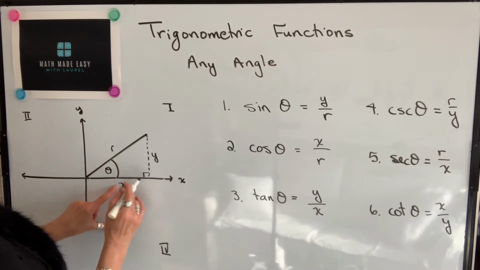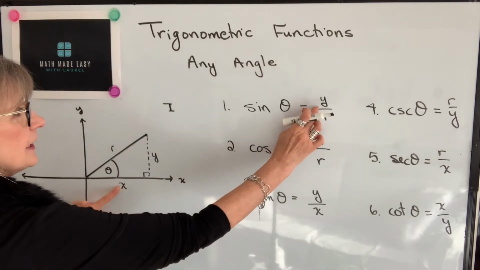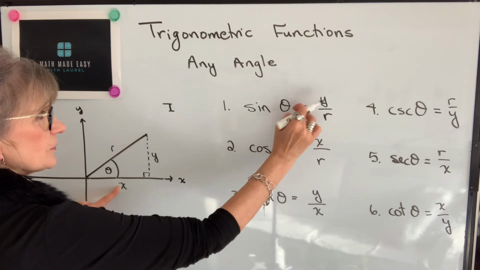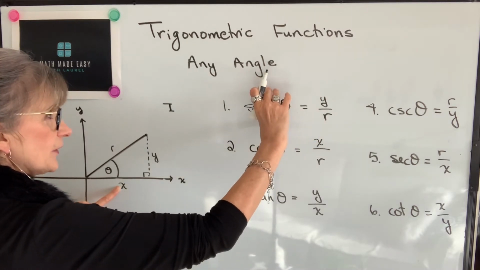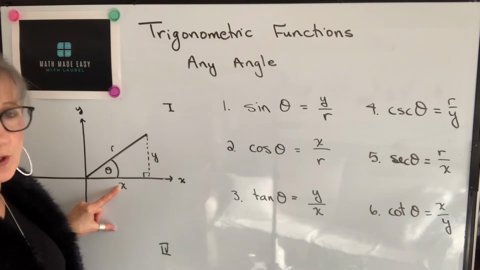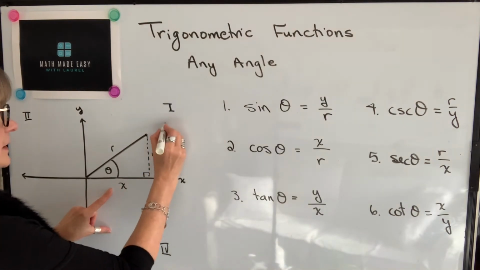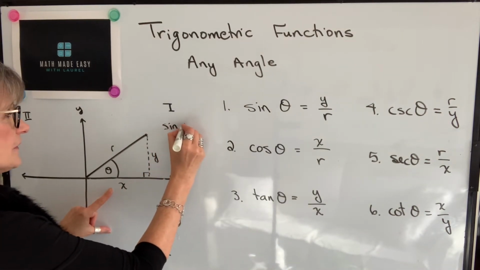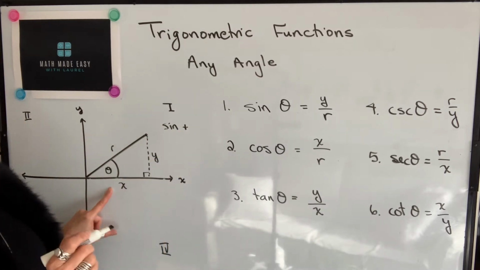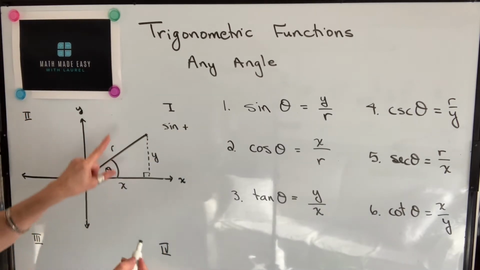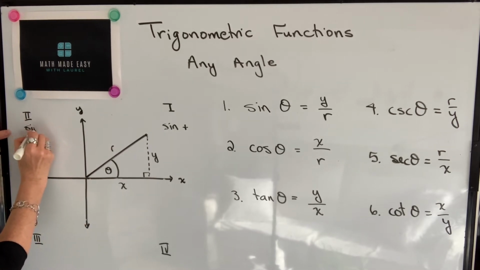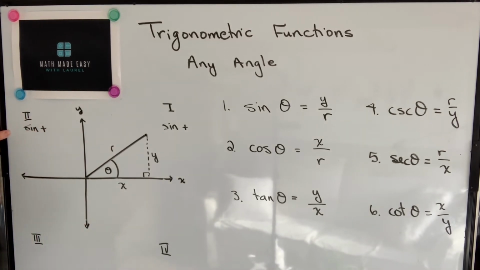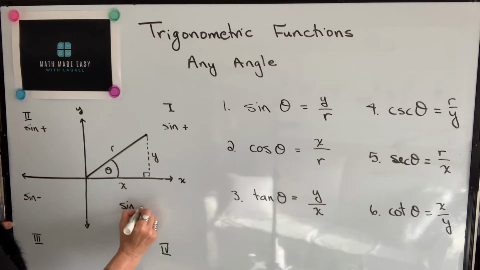So in quadrant 1, r is always going to be positive, so the positive or negative value of sine will depend on whether y is positive or negative. In quadrant 1, y is positive, so sine is positive. So wherever y is positive, sine will also be positive. We know y is positive in quadrant 2, so the sine function would be positive in quadrant 2. In quadrants 3 and 4, the y value is negative, so sine is negative in those 2 quadrants.